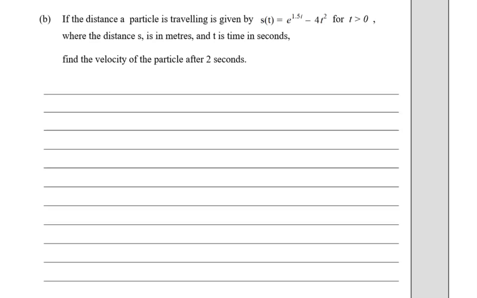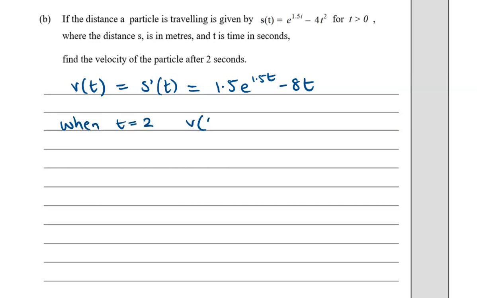Alright, if the distance a particle is traveling is given by this equation here, we want to find the velocity. So this is kinematics, and we know that the velocity is the derivative of the distance. Okay, so if we differentiate this, we get 1.5 e to the 1.5t minus 8t. When t is 2, we put 2 into that equation, and you get 14.13, and put the units in, meters per second.